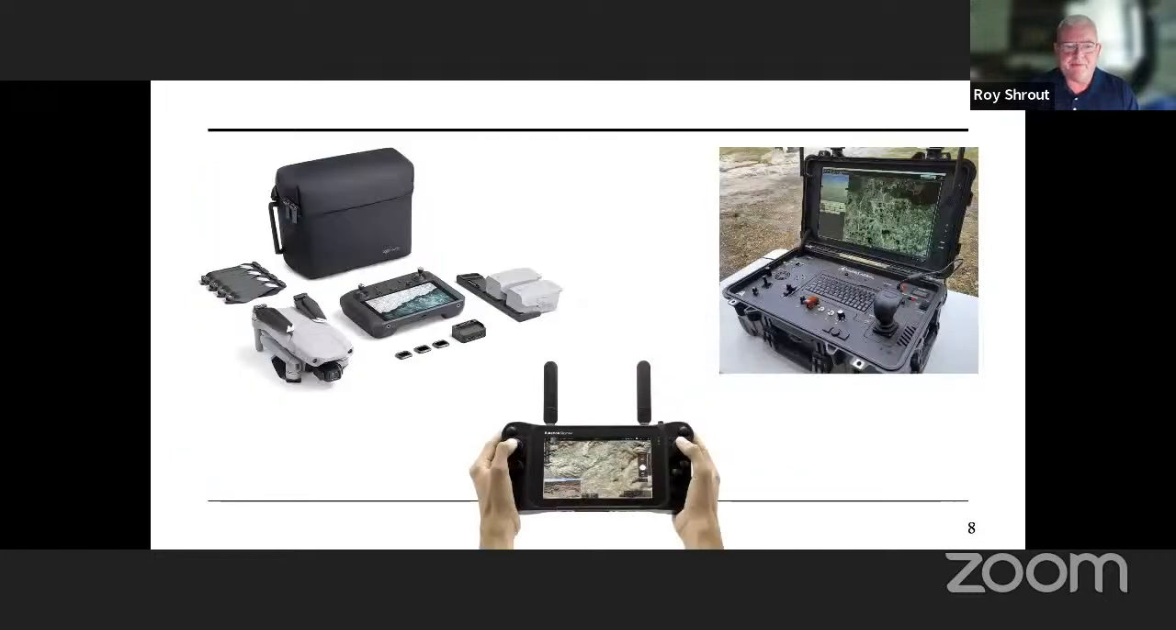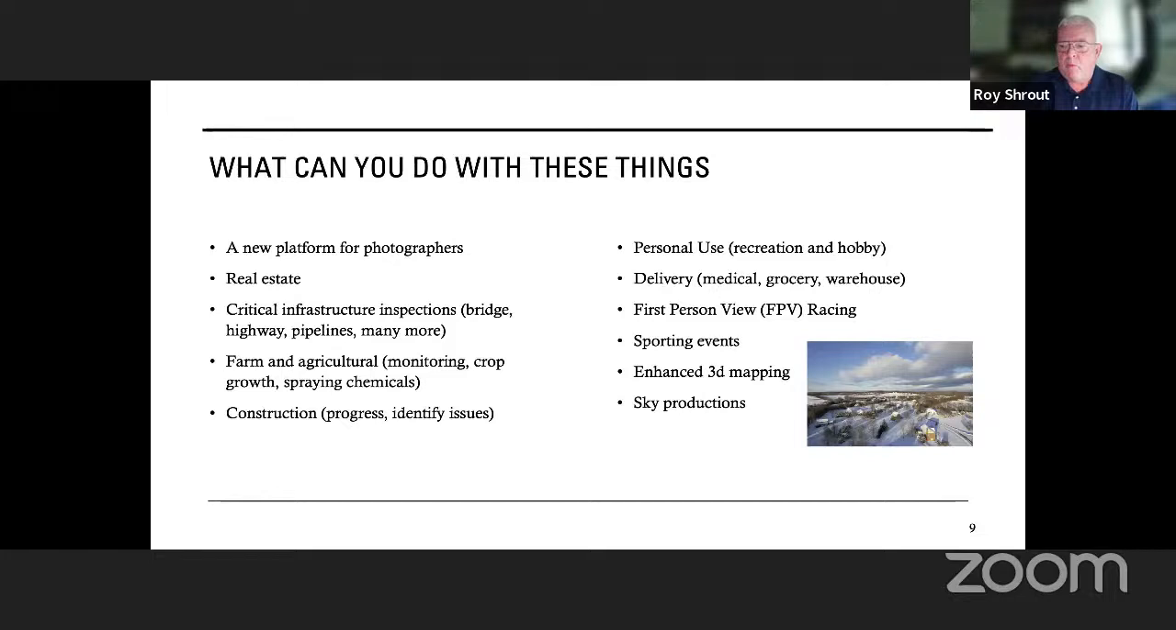Here's some more examples of what that SUAS package looks like. So, you know, different kits with different propellers. There's a different controller you see at the bottom center, and then you have something a lot more sophisticated on the right-hand side. What can you do with these?